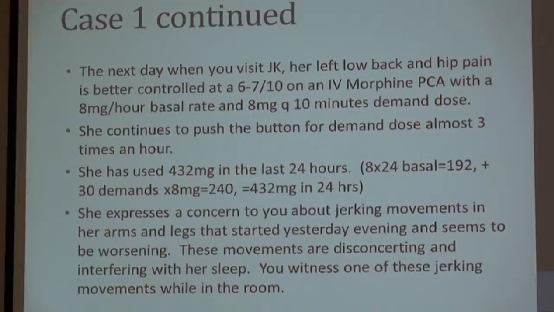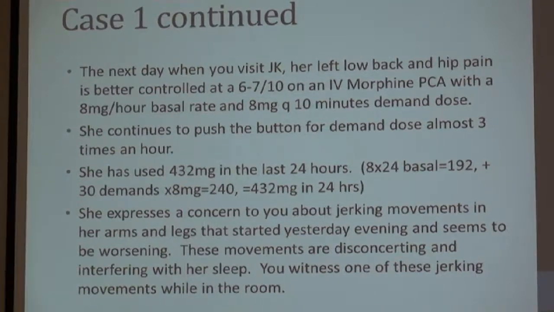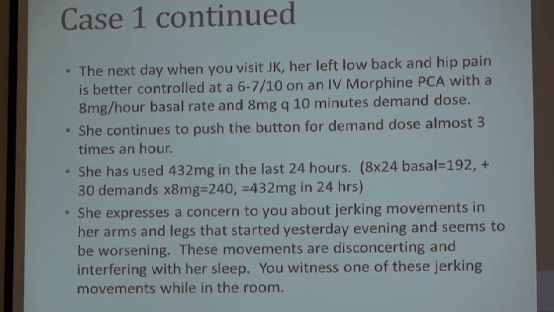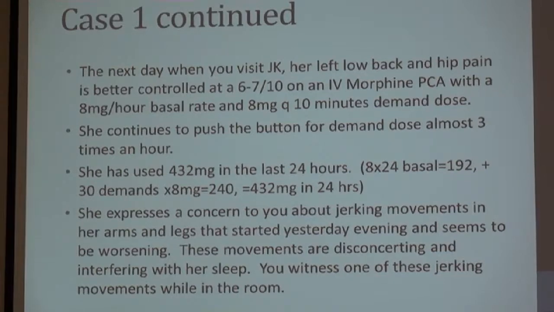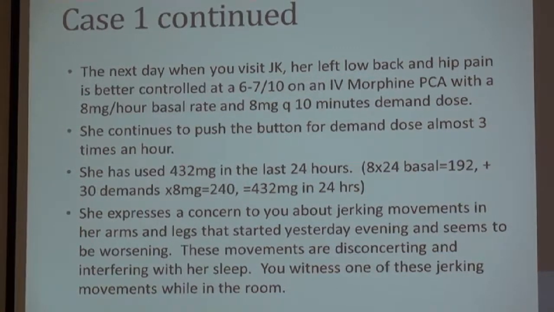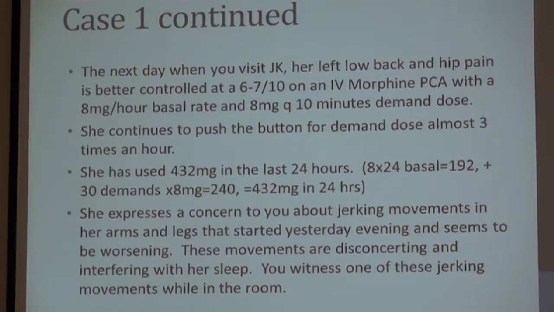And that's the calculation of how it came up to that. She had 8 milligrams of the basal times 24 hours, that's 192, and then she had 30 demands, which were 8 milligrams each, that added up to 240. And then you add those together to come to 432.